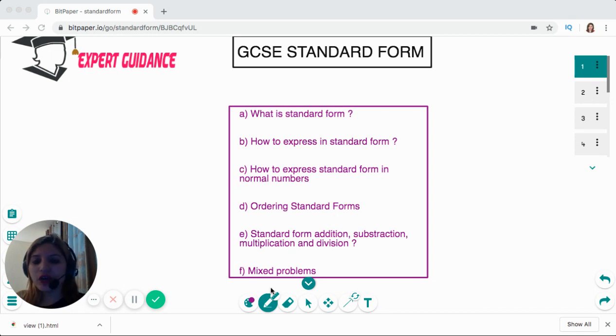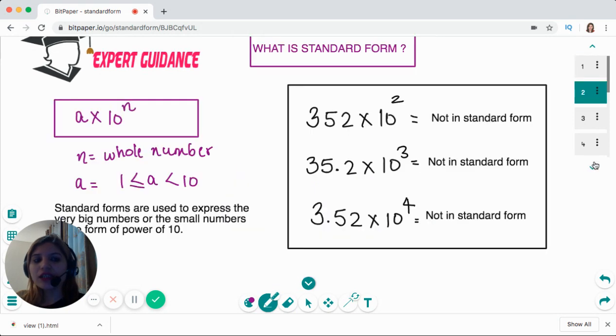This is a very important topic and it's quite simple as well, but you need to take care of a few rules and that's what we'll be covering in this topic. So in this video, we'll look at what a standard form is. How do you express a number in standard form? How do you express a standard form in normal numbers? If you're given different standard forms, how do you order them? How do you add, subtract, multiply, and divide standard forms? And some mixed problems. So let's begin.